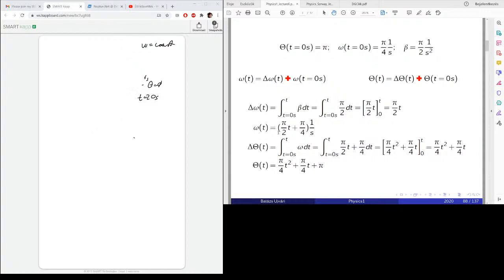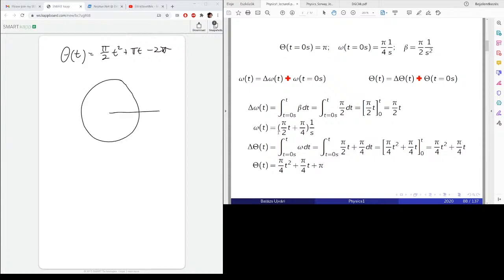Now you can imagine what theta of t is. Theta of t is the time dependence of theta. It can be anything, not only a straight line. It can be, for example, pi over 2 t squared plus pi t minus 2 pi. Draw a circle and tell me where on this circle the body is at t equals 0.